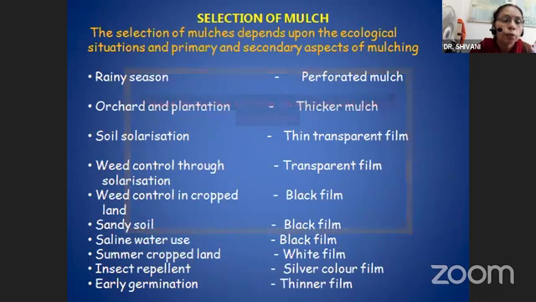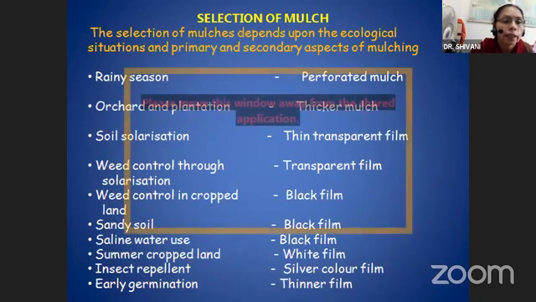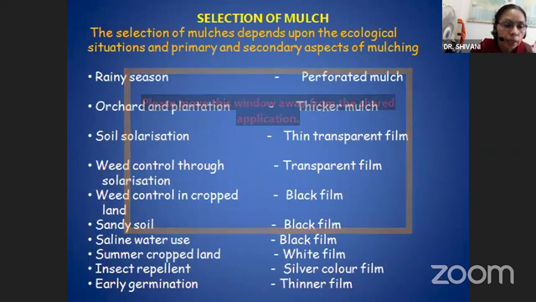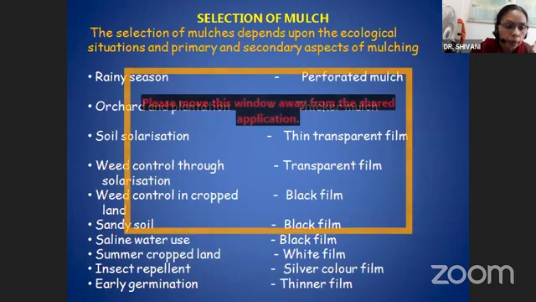Now there are so many mulches, and we have to be very careful while selecting them. Here are some examples. In the rainy season, it should be perforated mulch. For soil solarization, there must be a thin transparent film. For weed control through solarization, it should be transparent film. But for weed control in cropland, it should be black mulches. For sandy soil and saline water soil, it should be black film mulches. For an orchard, the mulch should be thicker. For summer cropland, it should be white film. If we use mulch for insect repellent purposes, it should be silver color film, and for early germination, the mulch should be thinner.